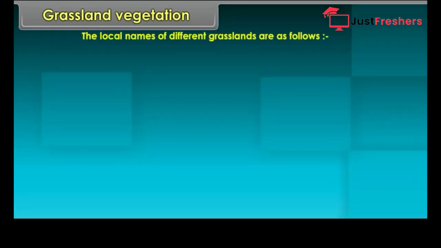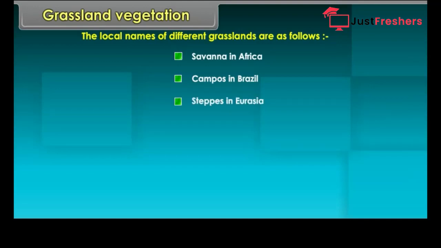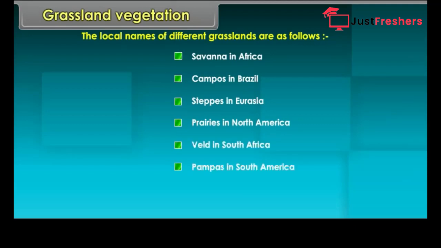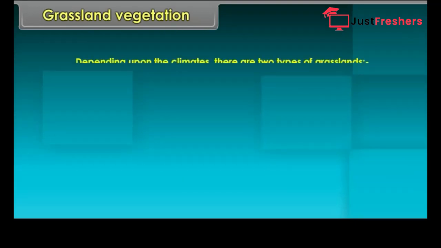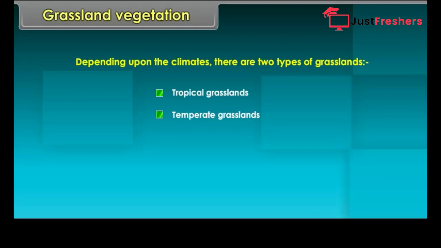The local names of different grasslands are as follows: savanna in Africa, campos in Brazil, steppes in Eurasia, prairies in North America, veld in South Africa, pampas in South America, downs in Australia. Depending upon the climates, there are two types of grasslands: tropical grasslands and temperate grasslands.